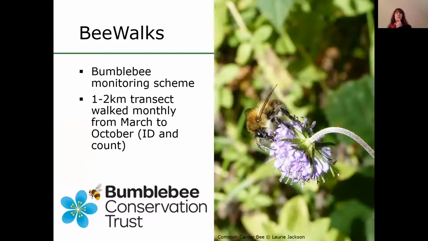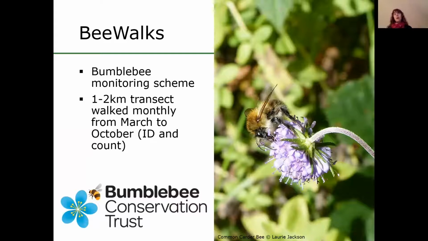There is a scheme called Bee Walks. So if bumblebees are really your bag, this is a bumblebee monitoring scheme. And again, this is one of these transects, so these linear routes where you would be recording, I can't remember, I think it's a couple of meters or maybe 5 meters again, either side of you, and walking it ideally once a month between March and October, identifying the bees that you were seeing and counting the number of them. And again, with all of these things, it's just your best efforts that you can do.